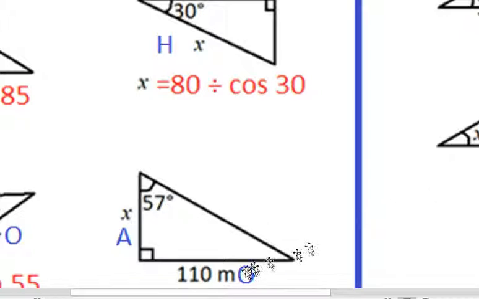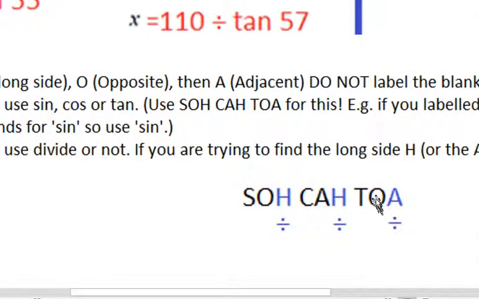Alright, next step, we've got O and A, and remember the hypotenuse is not labelled, so we just have O and A. And once again, going down, we have O and A after the T, which stands for tan, so we use tan.